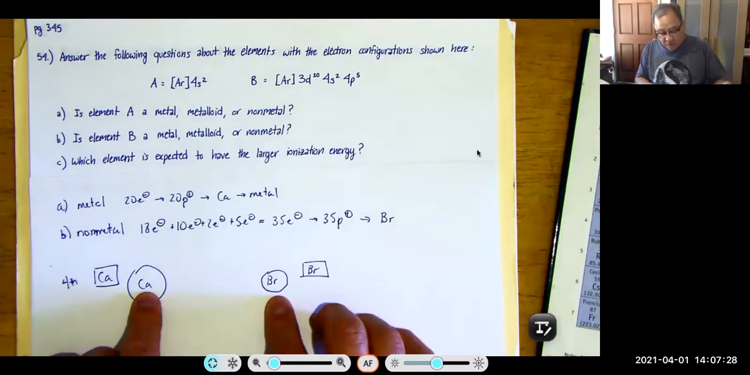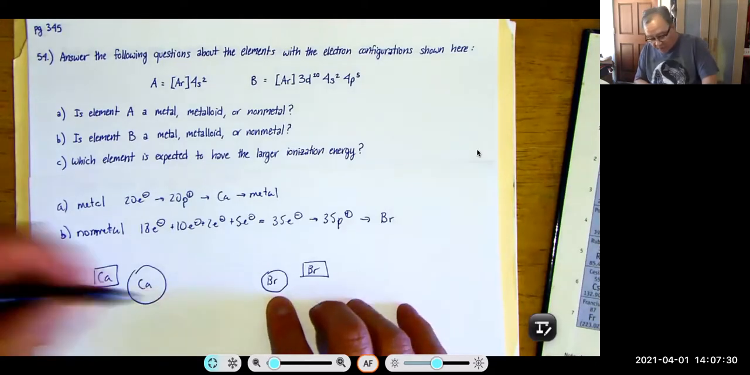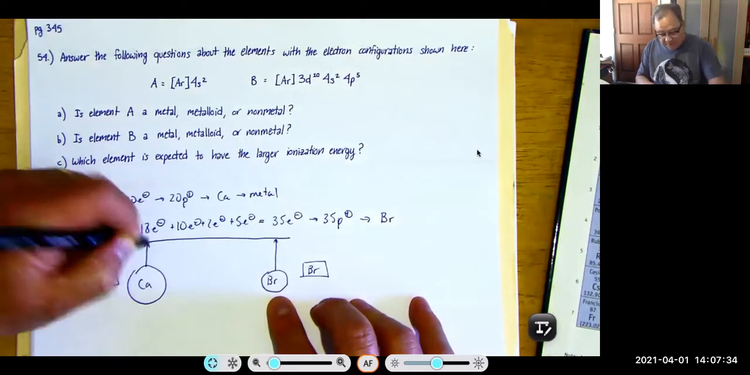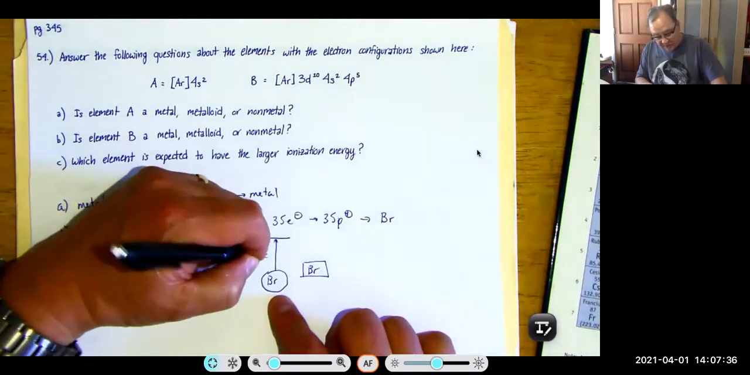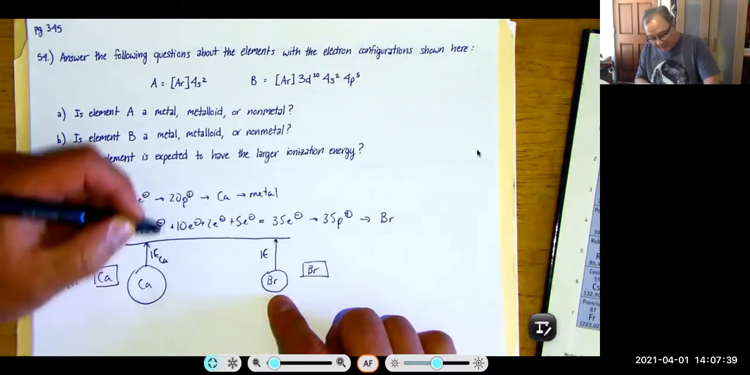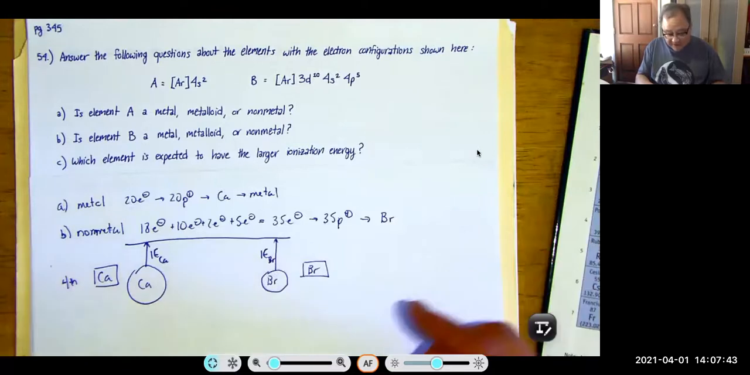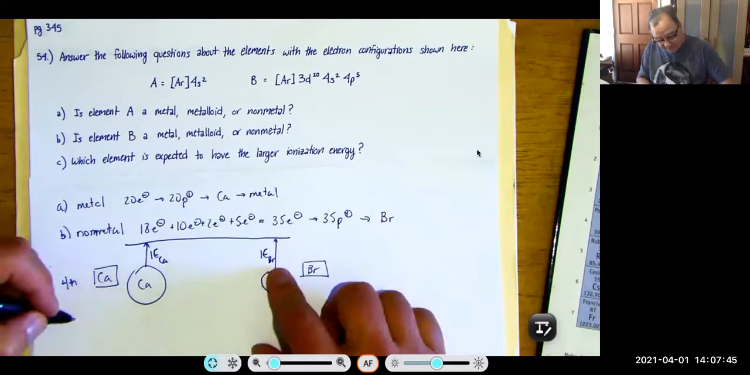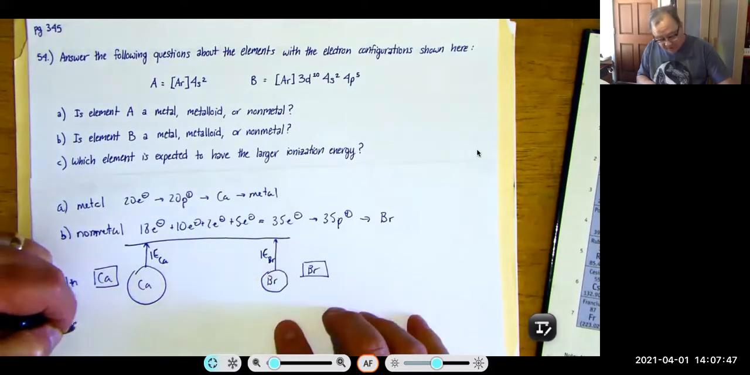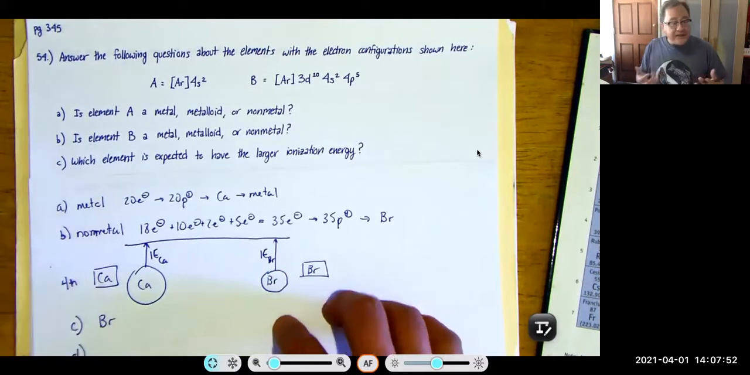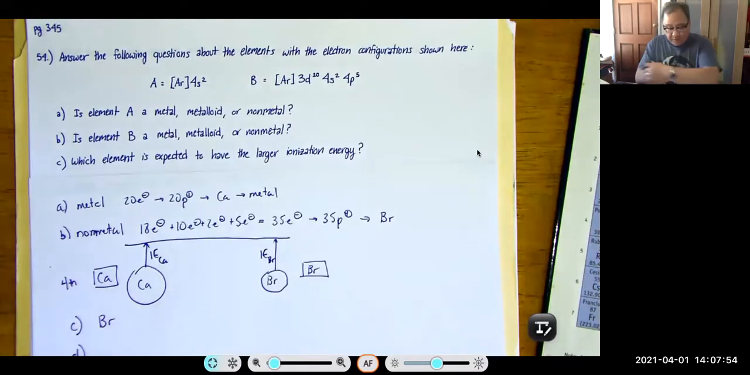So here, if you wanted to remove an electron, so when we're removing the electron to infinity here, and this is the ionization energy of each, the ionization energy of calcium, the ionization energy of bromine, you can see that arrow is quite a bit longer, so that's going to have the greatest ionization energy. So for letter C, you expect bromine to have the greater ionization energy because you're taking a 4-shell electron from a larger nucleus.